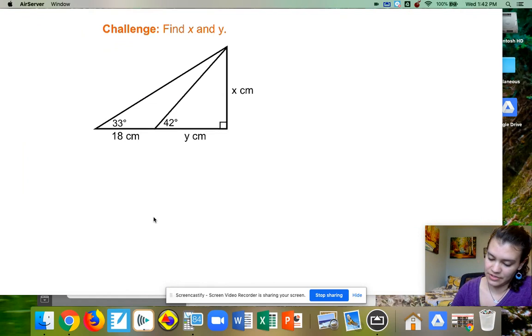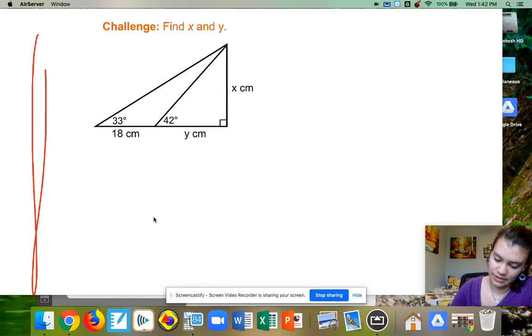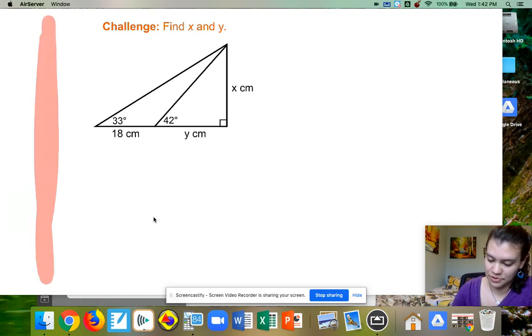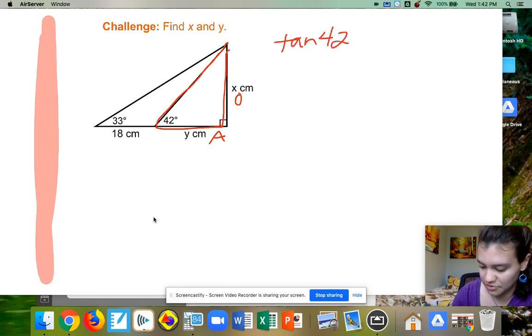Okay, so this last one again, you can watch it if you want to, or you can go on to the homework. So this would be optional. So this is going to take a little bit more effort. We want to figure out the x and the y. So if we're looking at this triangle first, we have an opposite and adjacent. So we can set up the tangent of 42 has to be equal to x over y.